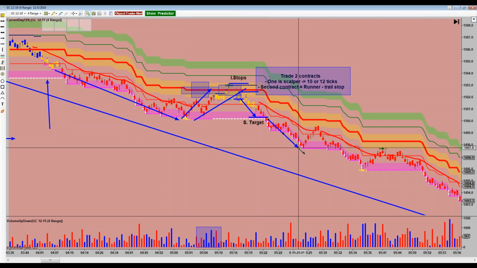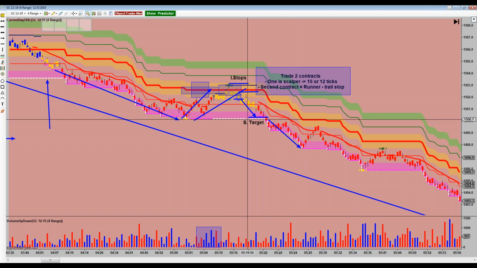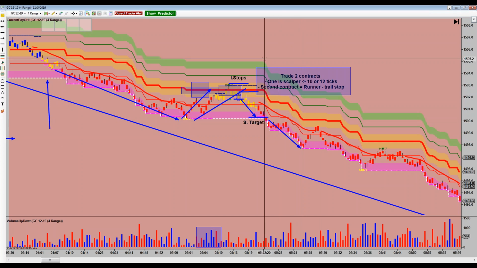So here's an example of the continuation of the trend. You continue to put fresh lows in at the white line. The mid band and all the bands are stair stepping down, and the bars are all red, and the background is red. Life is good.